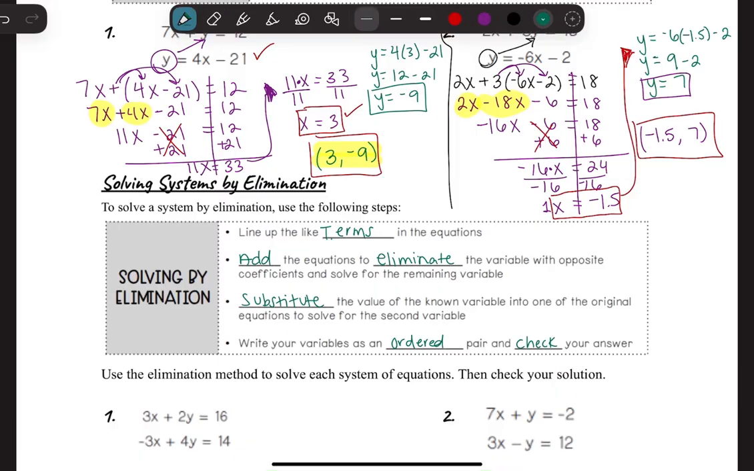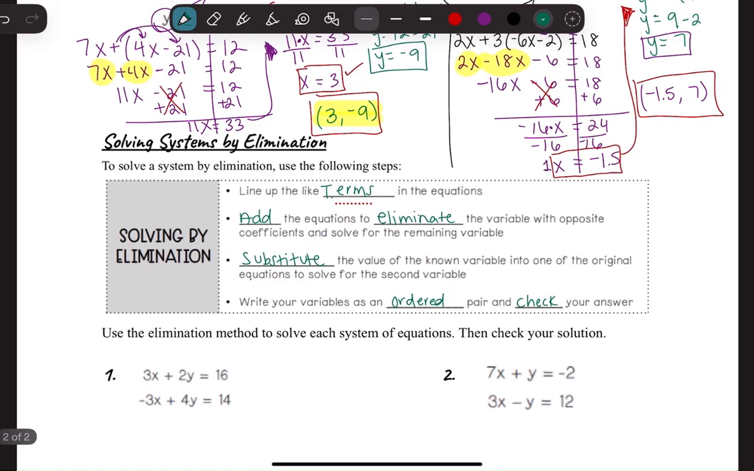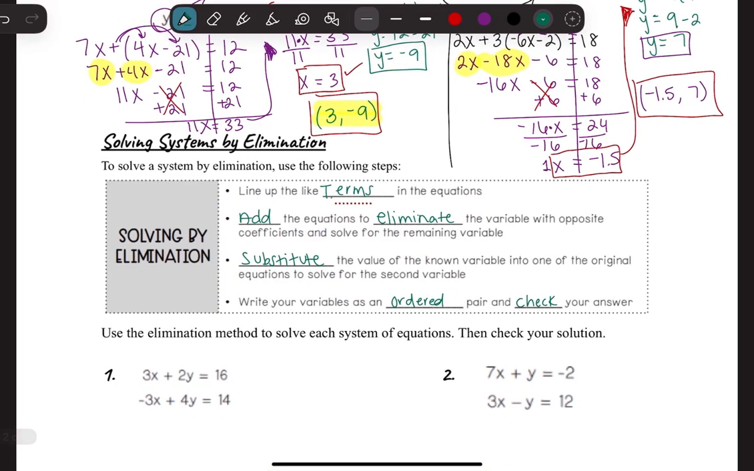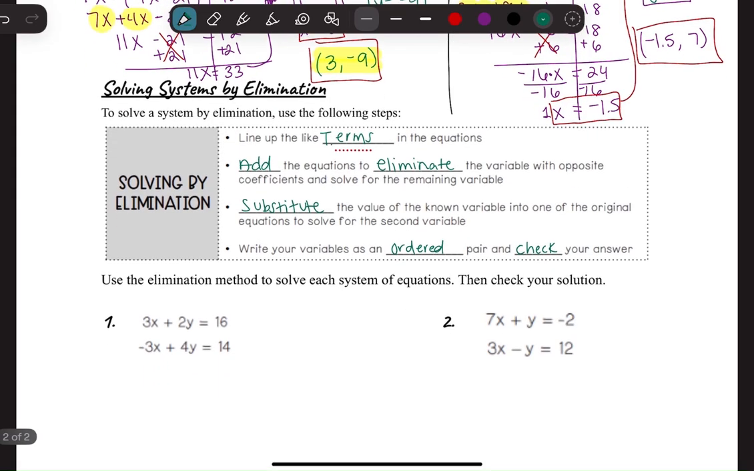All right, so the next way we can solve systems of linear equations is by elimination. So to solve by elimination, you would use these steps. You would line up the like terms, add the equations to eliminate the variable with opposite coefficients, and then solve for the remaining variable. After you solve for that remaining variable, you substitute. So we're back to substitution. You substitute the value of the known variable into either of the equations that you have in order to solve for the second variable. So when you eliminate, it'll be pretty easy to identify.